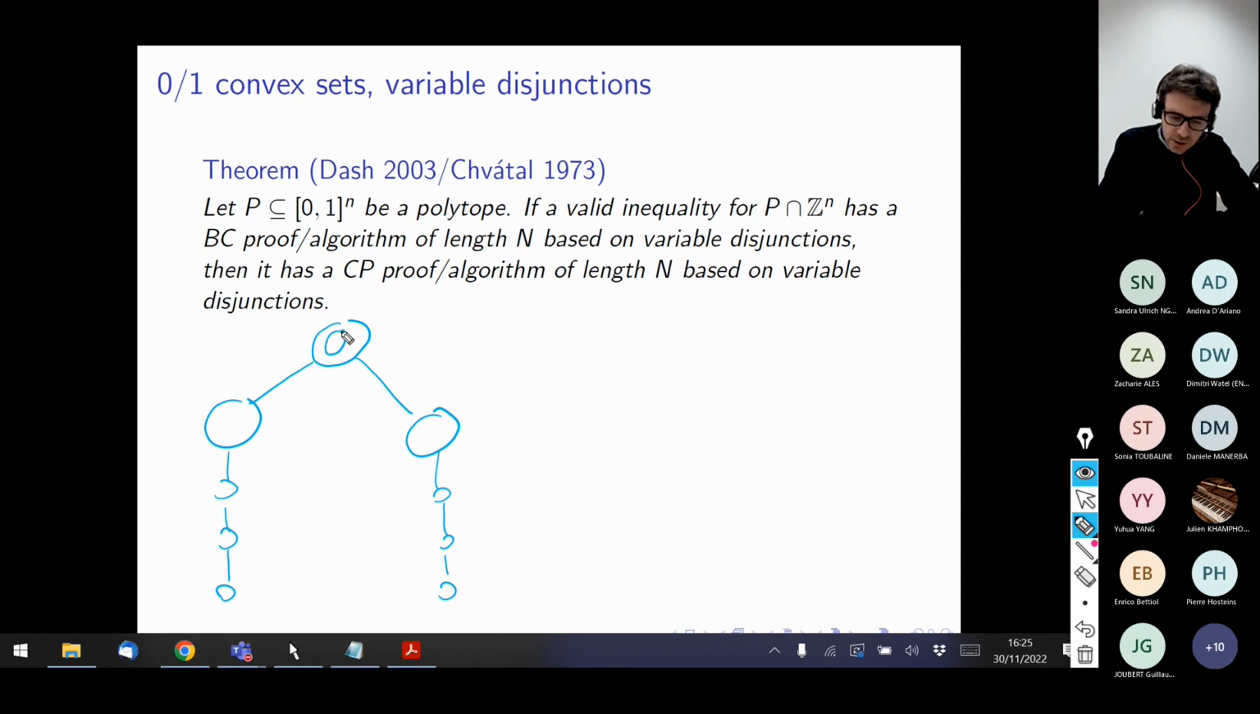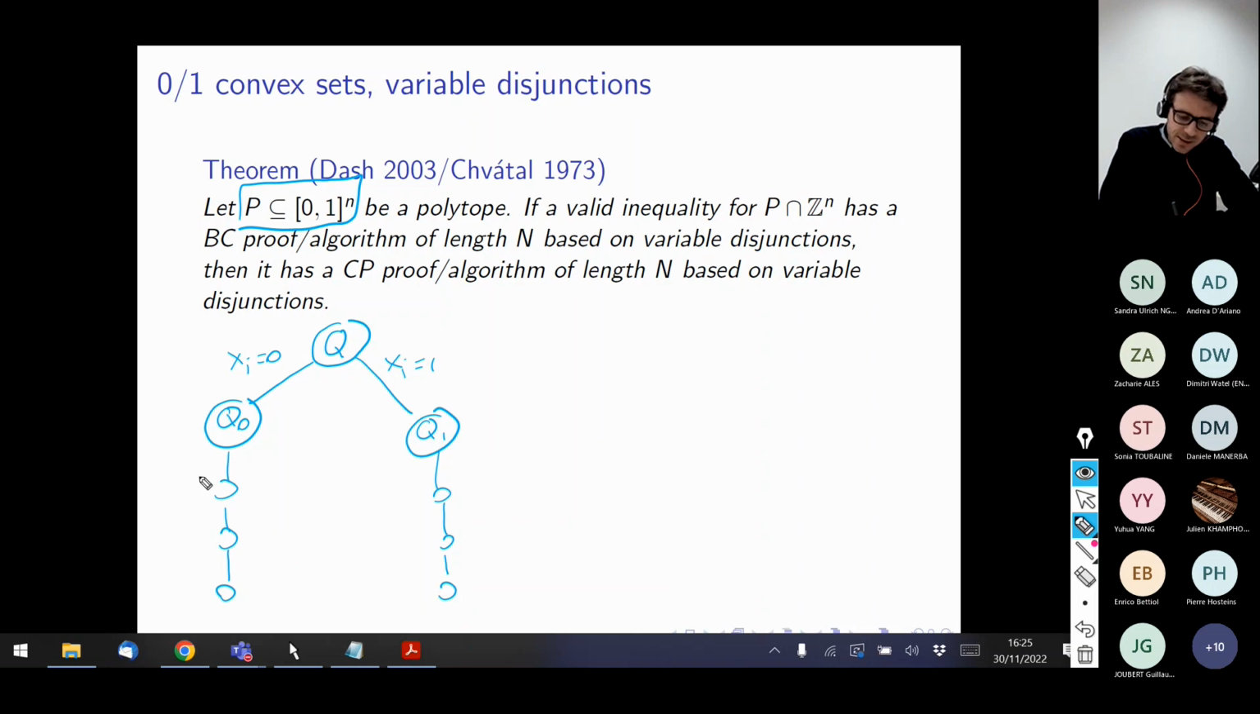And let's call Q the relaxation corresponding to this node. Here I am applying a disjunction xi equal to 0 or xi equal to 1. And so I create a set that I call Q0 and a set that I call Q1. Okay, this is branching. And since we are in the 0,1 cube, when you impose xi equal to 0 or 1, you actually are creating faces of Q. So Q0 and Q1 are faces of Q, and this is crucial.